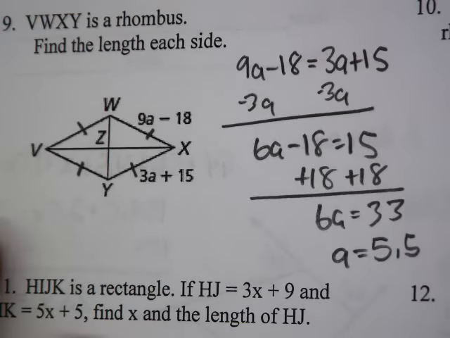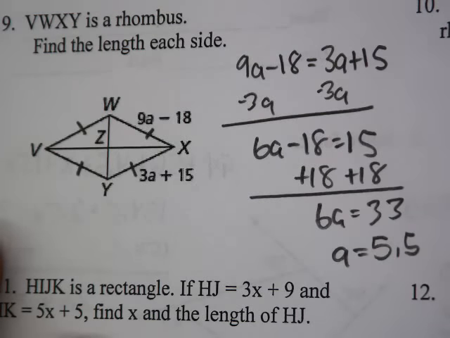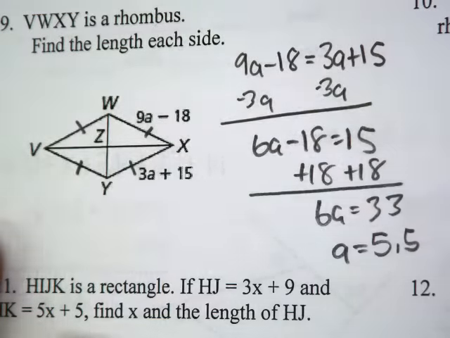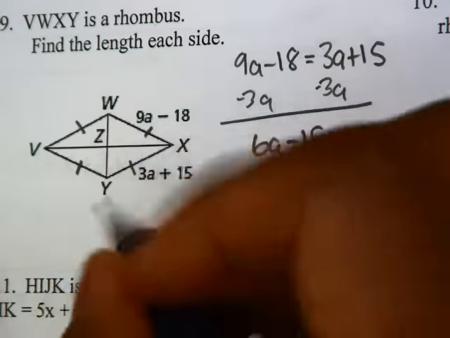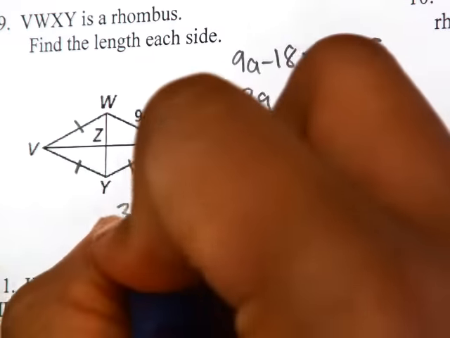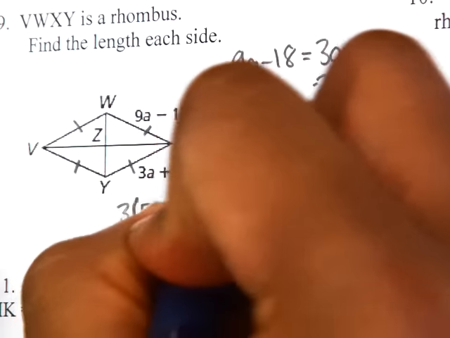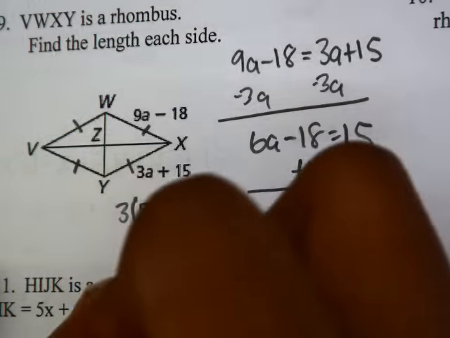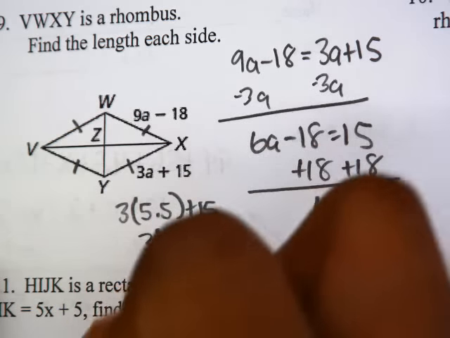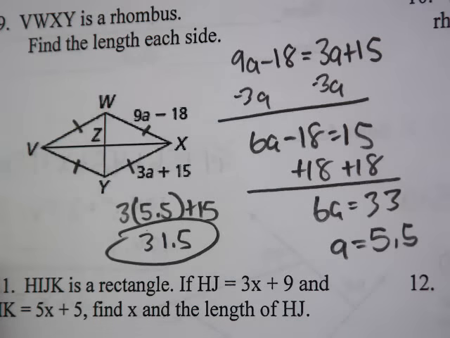They didn't want just what a was equal to, they wanted to find the length on each side. So I need to substitute that back in. I can pick any one of these since all of them are the same. 3 times 5.5 plus 15 is 31.5. All the sides are 31.5.